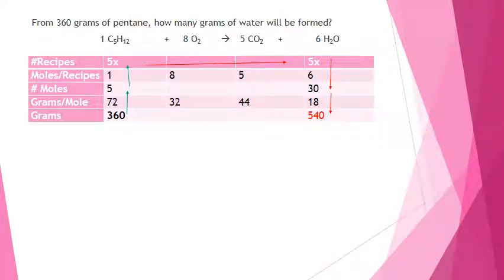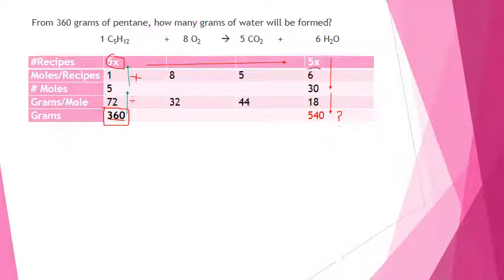Okay, and let's do another problem. The last problem is, if you start with 360 grams of pentane, how many grams of water will you form? Okay, so I fill in my table. Put the 360 here, divide it by 72, you get 5 moles, and divide it by 1 to get 5 recipes.